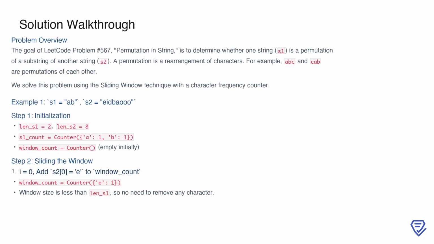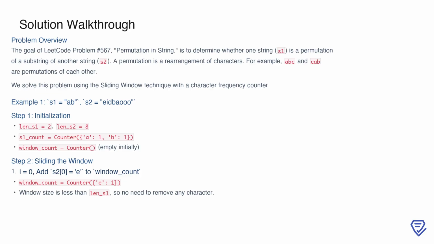In this problem, we need to determine if the first string, S1, is a permutation of any substring within the second string, S2. A permutation is simply a rearrangement of characters, meaning the frequency of each character must match, but their order can differ. For example, ABC and CAB are permutations of each other. To solve this, we utilize the sliding window technique, which allows us to efficiently check substrings of S2 against S1.